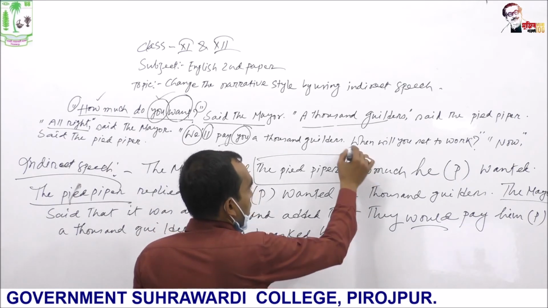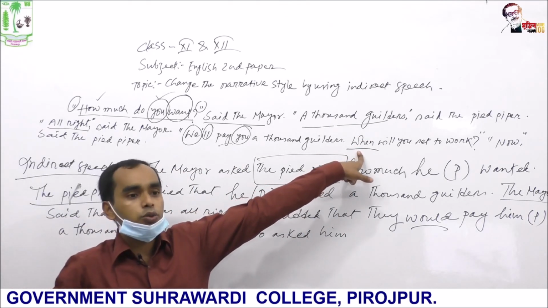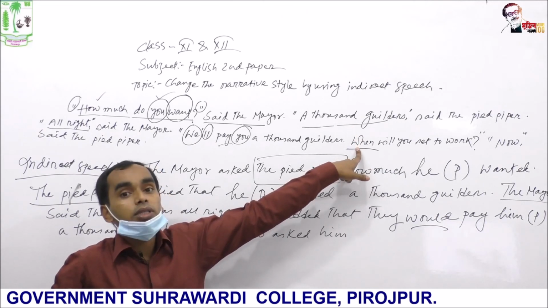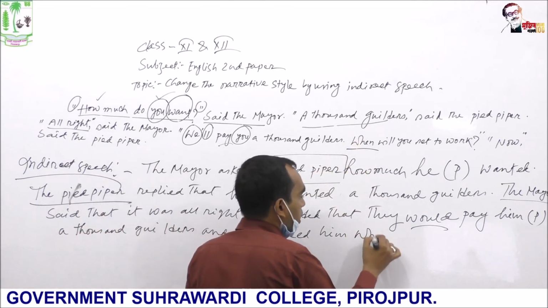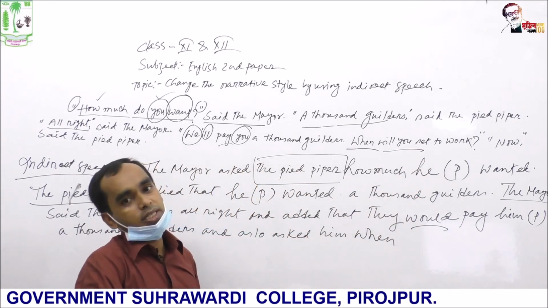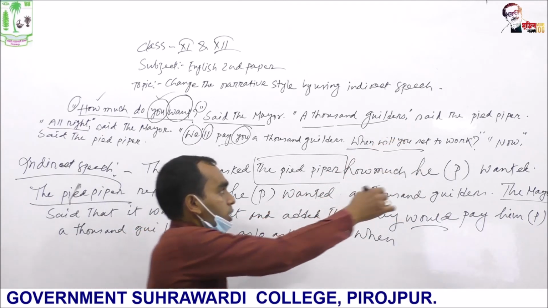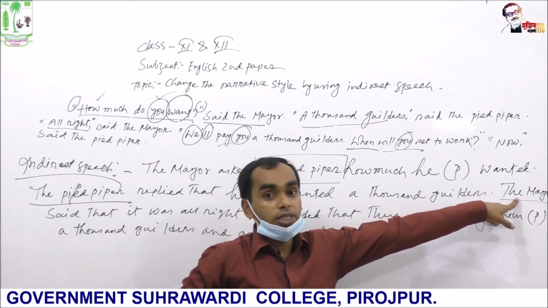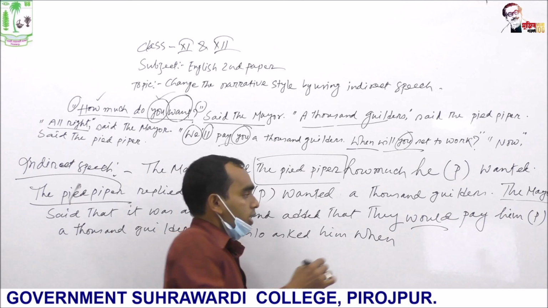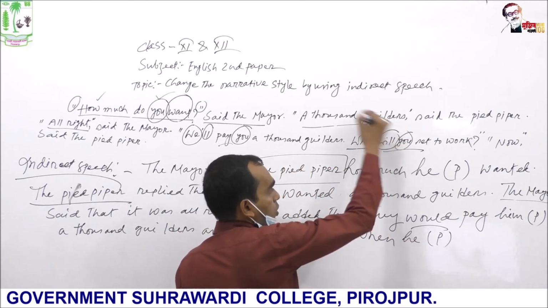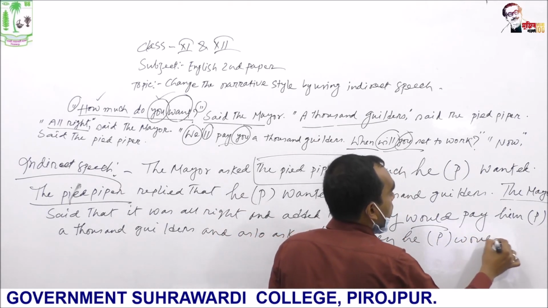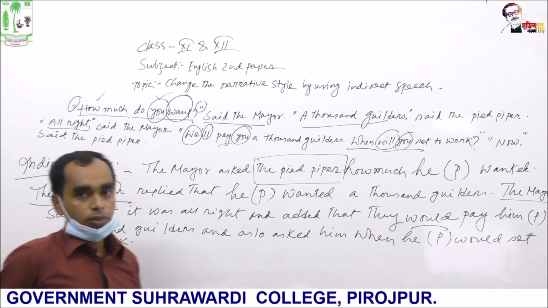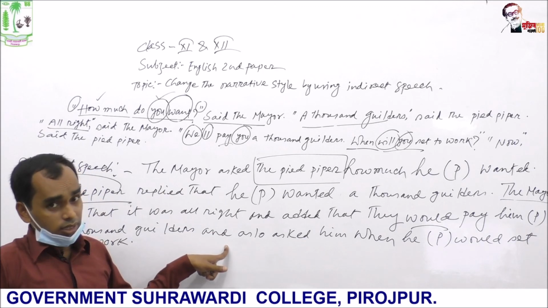asked him, and this sentence also starts with a WH question. So we cannot use any other sentence connector here except this WH word. So we can use when, and this sentence will be transferred into assertive form. So we have to use the subject first. Here the subject is you, and you is second person. It will be changed according to the object of the reporting verb. Here the subject is the mayor, so the object is the piper, and we can write he, within brackets P. What will be the correct past form of will? Would. Set to work. Understand? I think now it is clear to you.